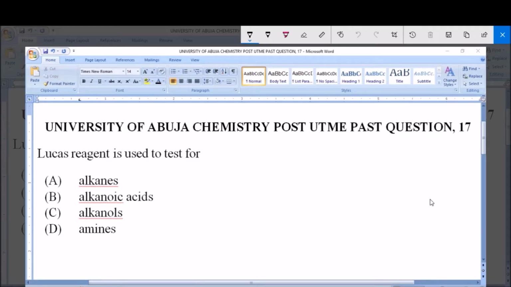Today we'll be dealing with University of Abuja Chemistry Post UTME Past question 17. It says Lucas reagent is used to test for A. Alkanes, B. Alkanoic acids, C. Alkanols, and D. amines.